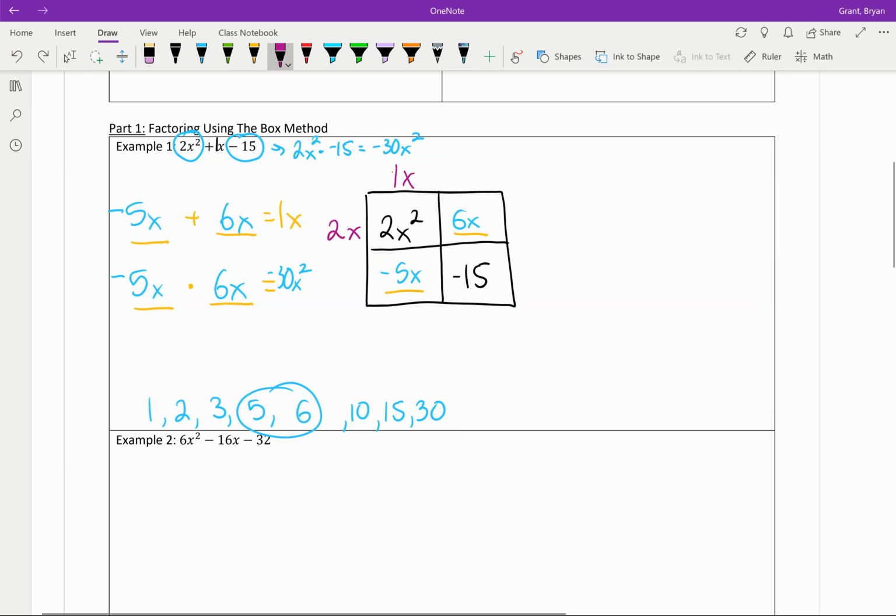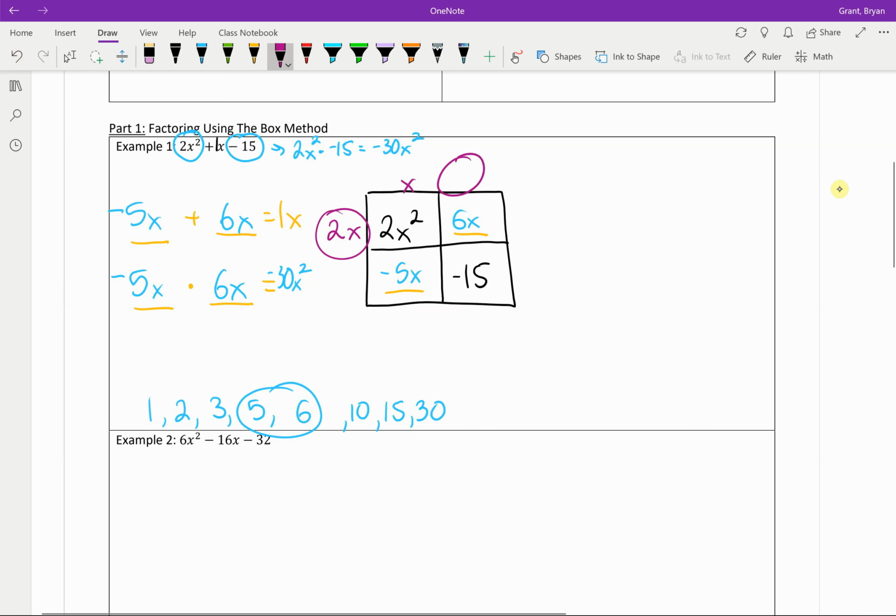In fact, we didn't even need to do this last piece right here, because we could have just reverse engineered and said, oh, 2 times what gets us 2? Well, 2 times 1. X times what gets us x squared? X times x gets us x squared. So that's just another way to fill out the outside of the box. Right? So 2x and 1x. And notice we don't even need the 1 here. 2x times x is 2x squared. Okay? So let's just do that reverse engineering.